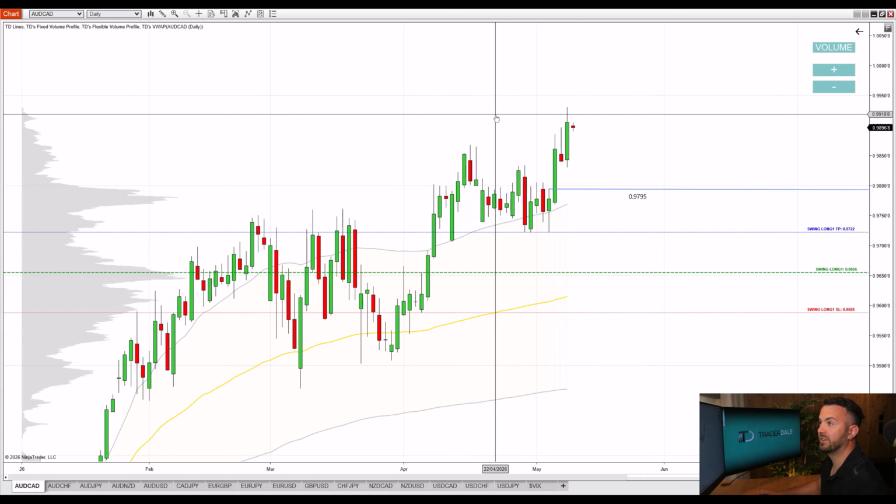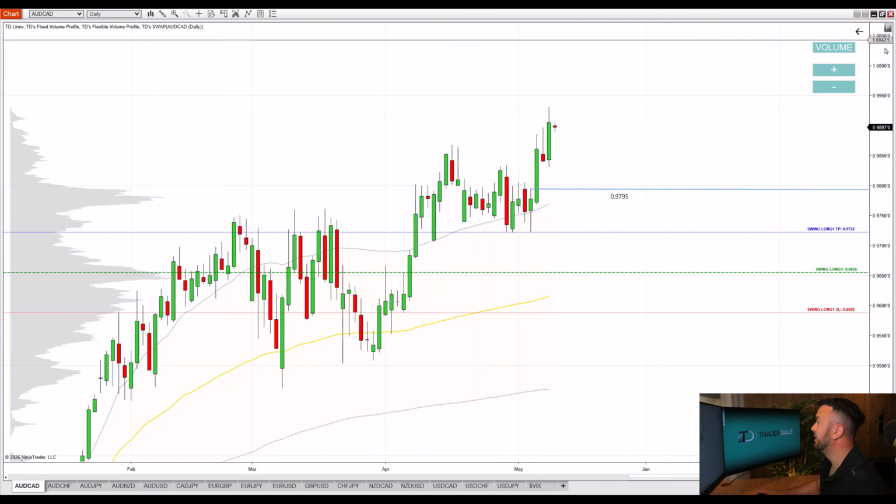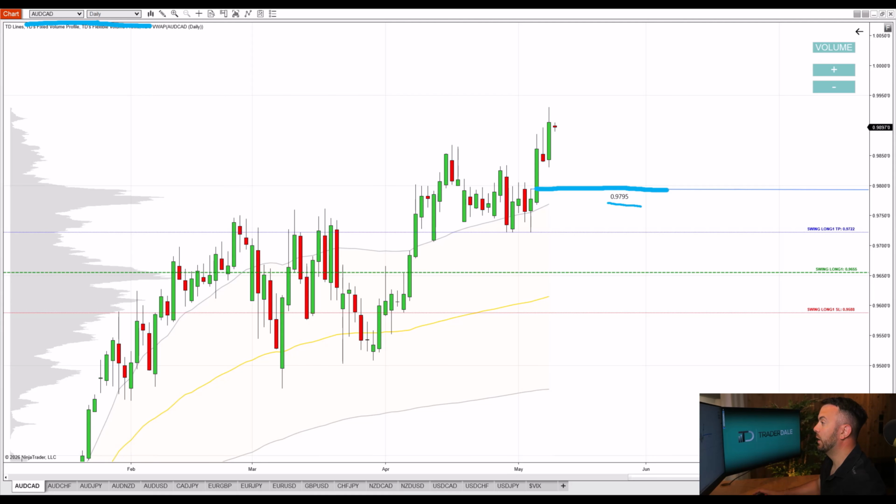And let's start with the Australian dollar, Canadian dollar. So here is a daily chart of the Australian dollar, Canadian dollar. And what I want to talk about is a newly formed support at 0.9795, this blue line. And let me show you the reasoning why I think that this is a strong support where the price will react.